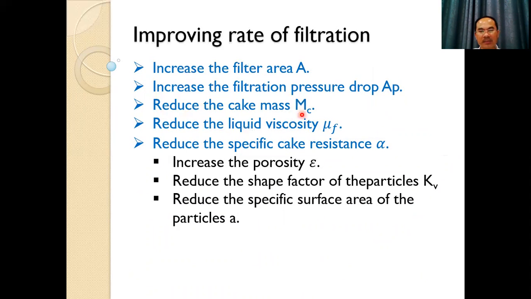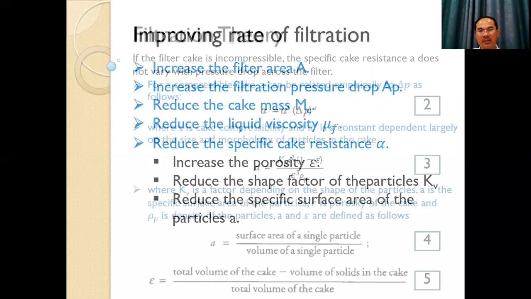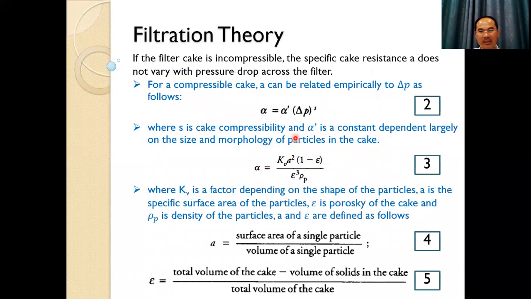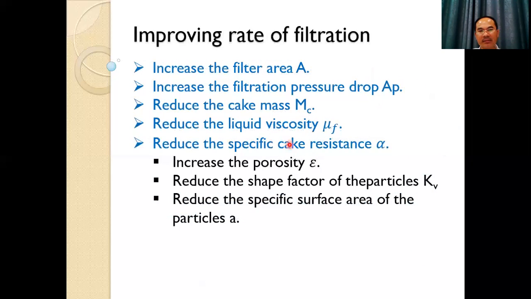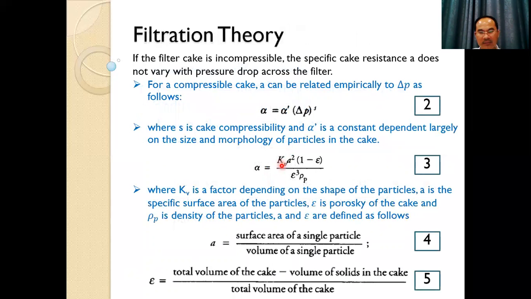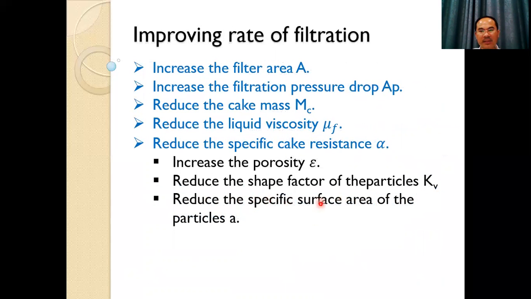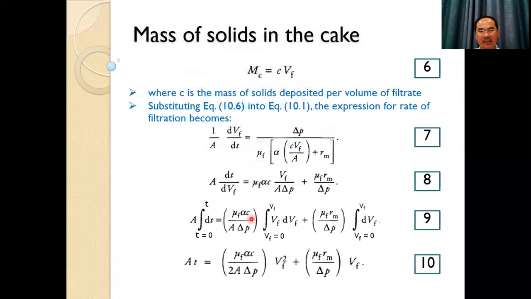And also you can reduce Mc, the mass of cake, reduce the viscosity, or reduce the specific cake resistance. How to reduce the specific cake resistance? If you look at this, if you would like to reduce the specific cake resistance, you have to increase the porosity, epsilon, reduce the shape factor, and reduce the specific surface area, or A. And then these are the techniques to improve the filtration rate.